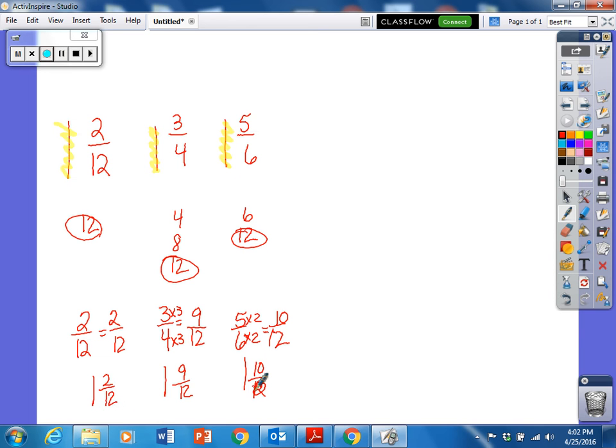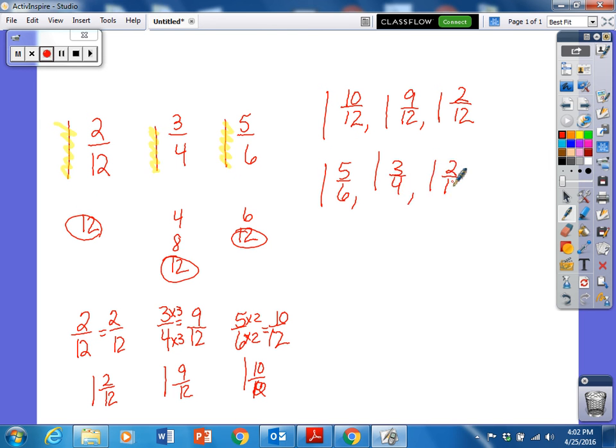So if I'm putting these in order from greatest to least, it would be 1 and 10 twelfths, 1 and 9 twelfths, and 1 and 2 twelfths. So by putting those in order, then I can go back and match up my original fraction, which was 1 and 5 sixths, 1 and 3 fourths, and 1 and 2 twelfths.